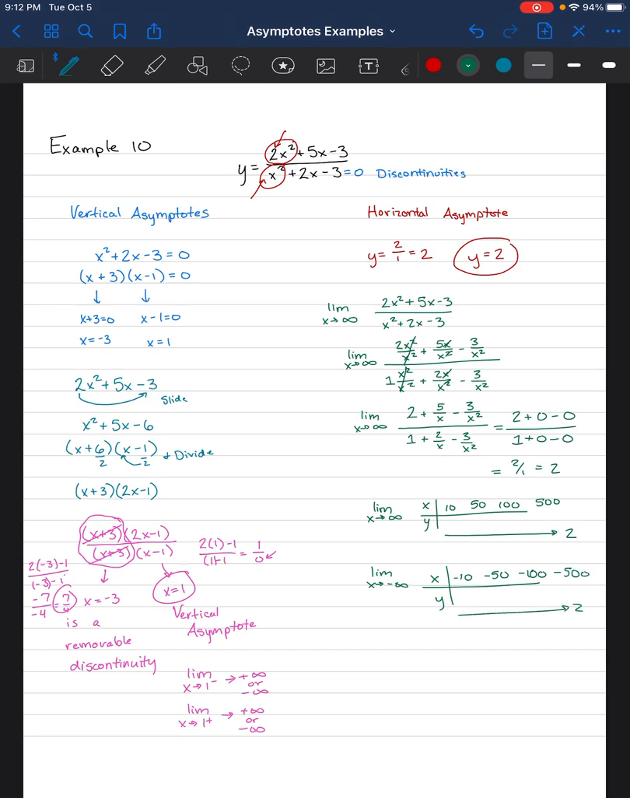So, again, just recapping, the vertical asymptote on this problem was x equals 1. The horizontal asymptote on this one was y equals 2. We also had the bonus idea of a removable discontinuity at x equals -3. I could even say the y coordinate was 7/4.